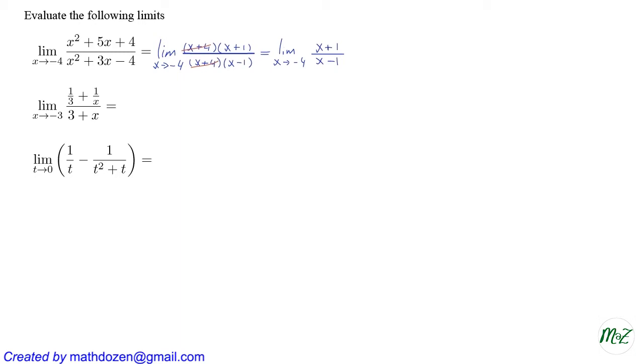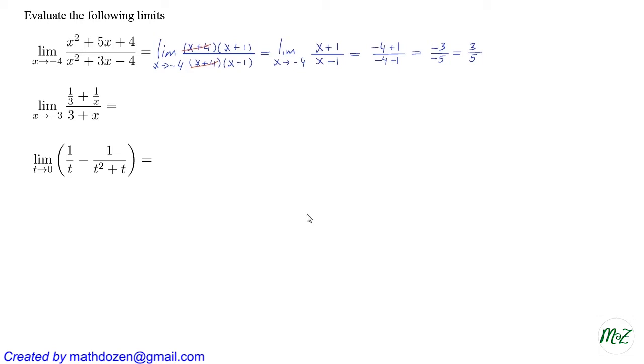And in this form of the rational expression, if we plug in x equals -4, we don't have a division by 0 problem. We're actually going to have -4 plus 1 divided by -4 minus 1, which is -3 over -5, which is the same as 3 over 5. Okay, and that's actually the end of the calculation. So the original limit is equal to 3/5.